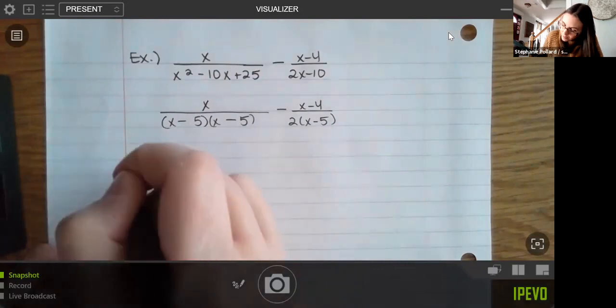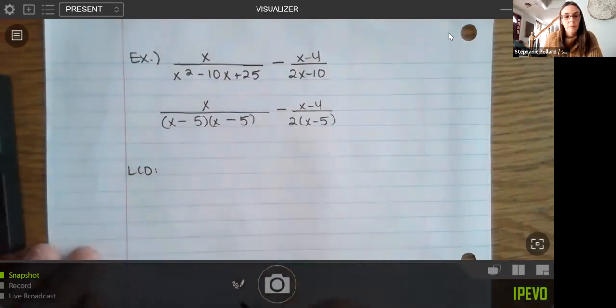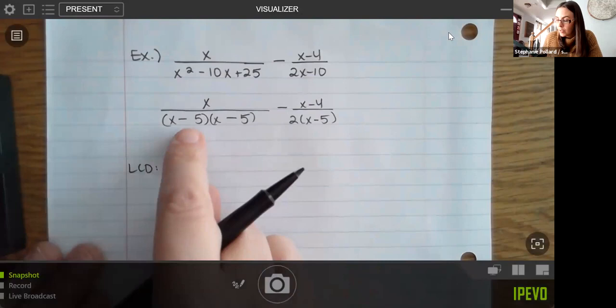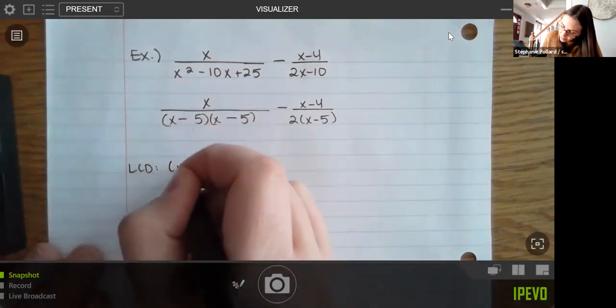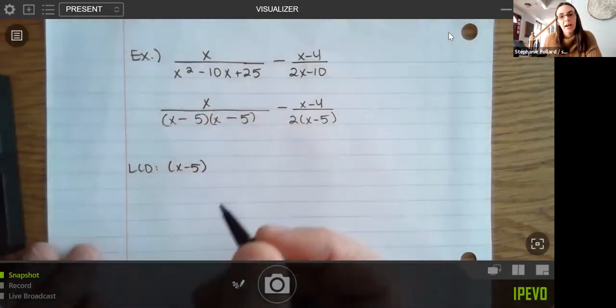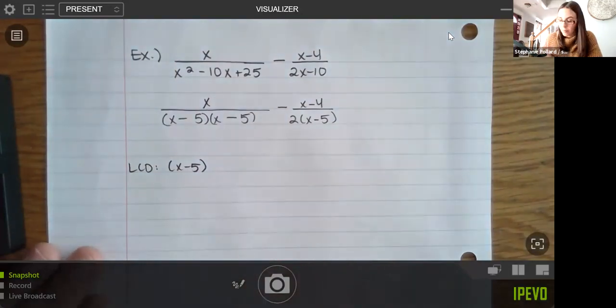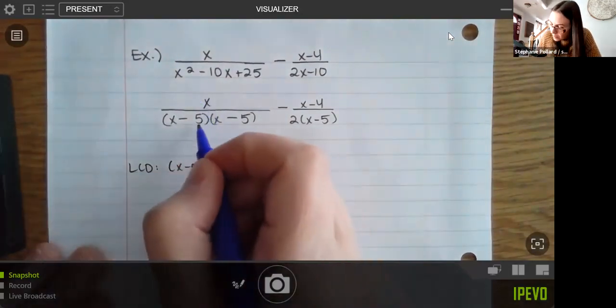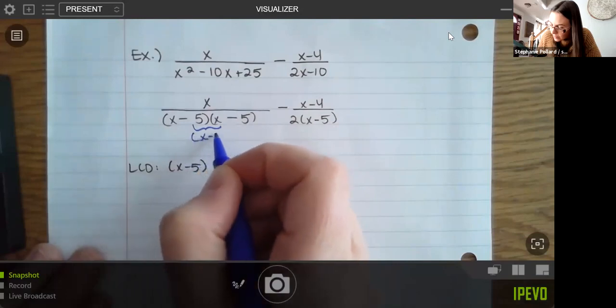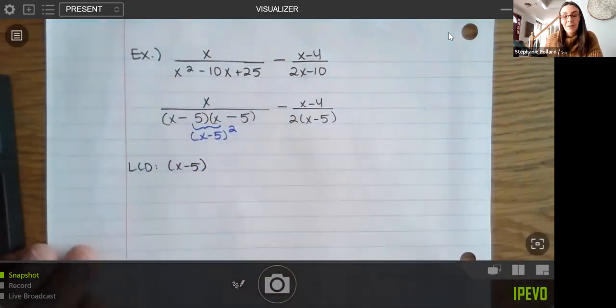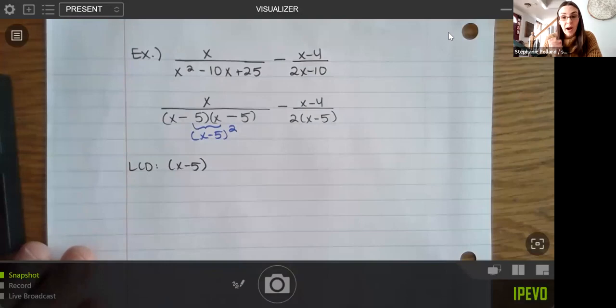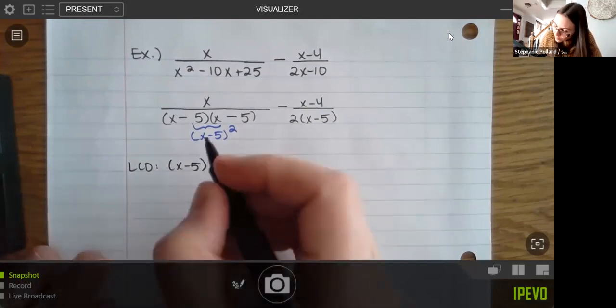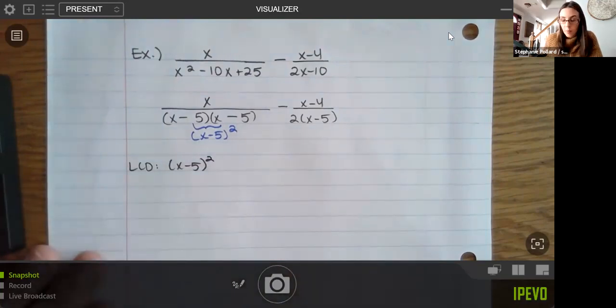So let's figure out our LCD. Now, from my first group, I see x minus 5, and I see another x minus 5. Here I have to be careful because my denominator is really x minus 5 squared. So if one of your expressions has that square in it, you do need to include it because you actually have two of that same factor. So you have to include both of them. So it's going to be x minus 5 squared from the first group.